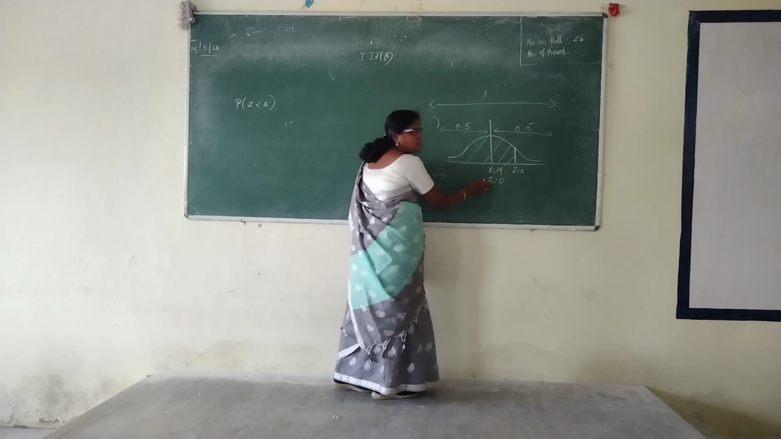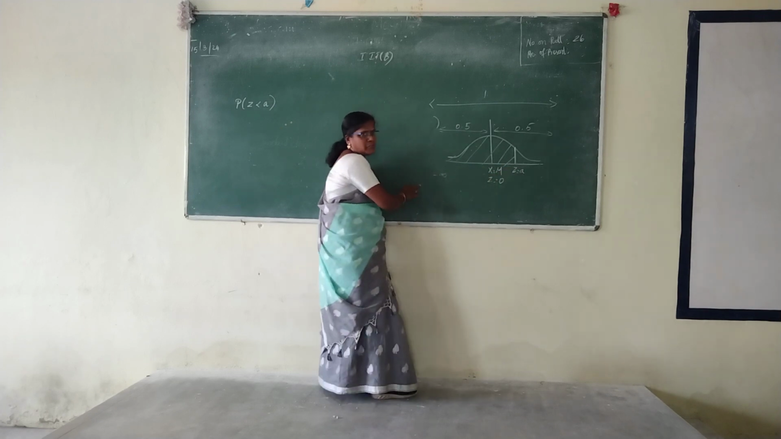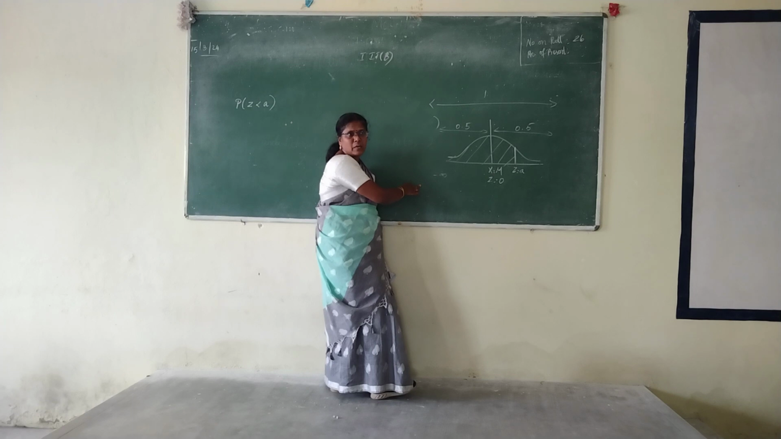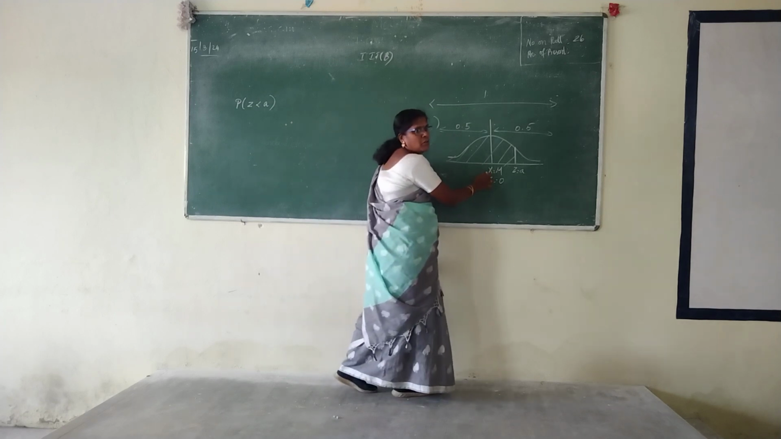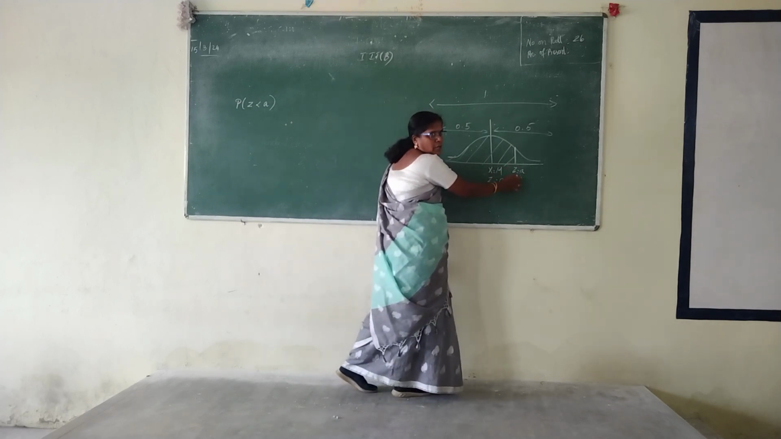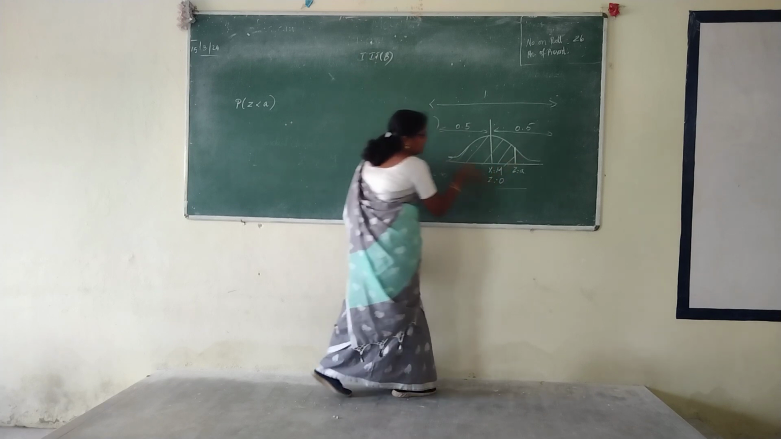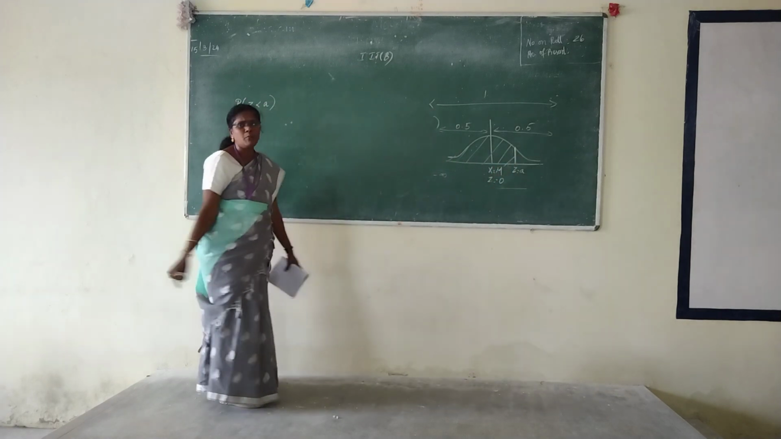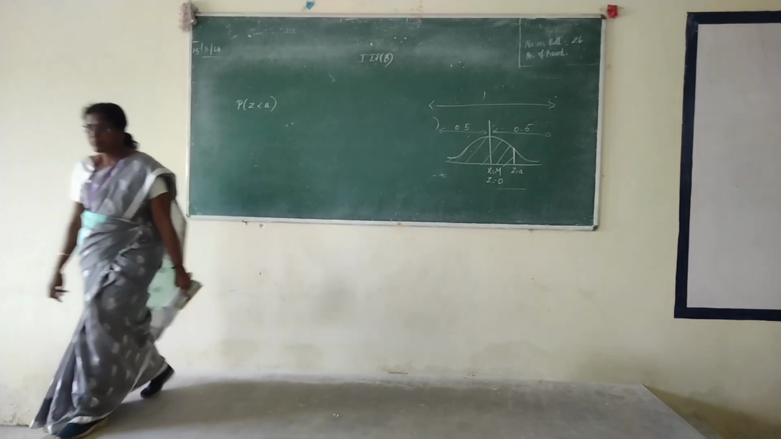Okay, A to 0, 0 to minus infinity. What is the proper way of saying that one? Minus infinity to 0, 0 to A. Okay, so from the normal table you can get the value for 0 to A. What about minus infinity to 0?